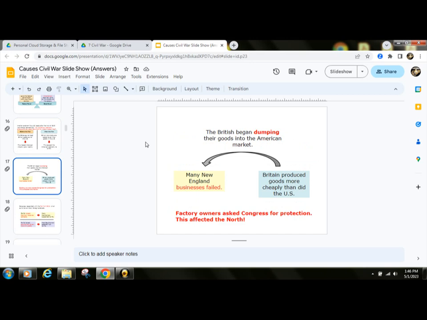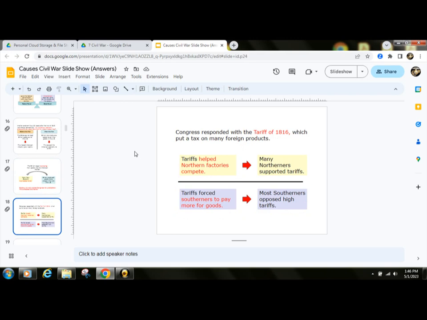Britain produced goods more cheaply. They had a more refined manufacturing base. That goes back to the 1600s. Many New England businesses failed, and factory owners wanted Congress to protect them, because most merchants were in the North.